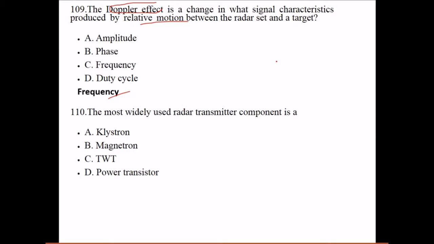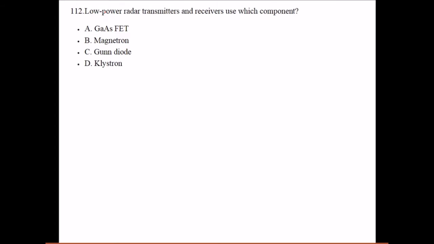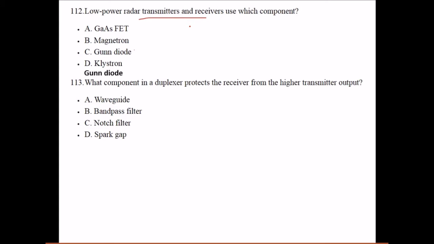The most widely used radar transmitter component is what? The most widely used radar transmitter component is magnetron. You have magnetron here. Low power radar transmitters and receivers use which component? Low power radar transmitters and receivers use Gunn diode. So what component in a duplexer protects the receiver from the high transmitter output? It is the spark gap. Otherwise, it will be heated up.